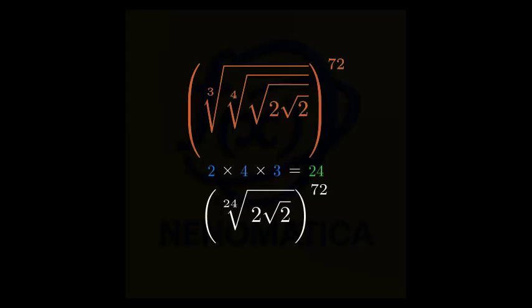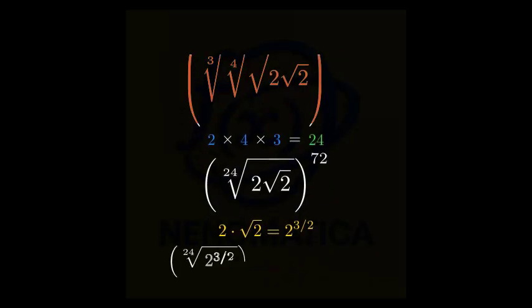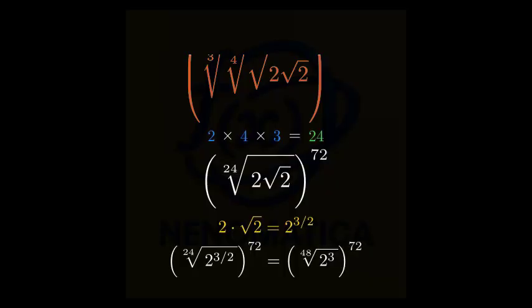Step 2. Rewrite the inside as a single power of 2. 2 times the square root of 2 equals 2 to the 3/2. Therefore, the expression becomes the 24th root of 2 to the 3/2. A useful equivalent form is to put the exponent on 2 outside the radical. That equals the 48th root of 2 cubed.